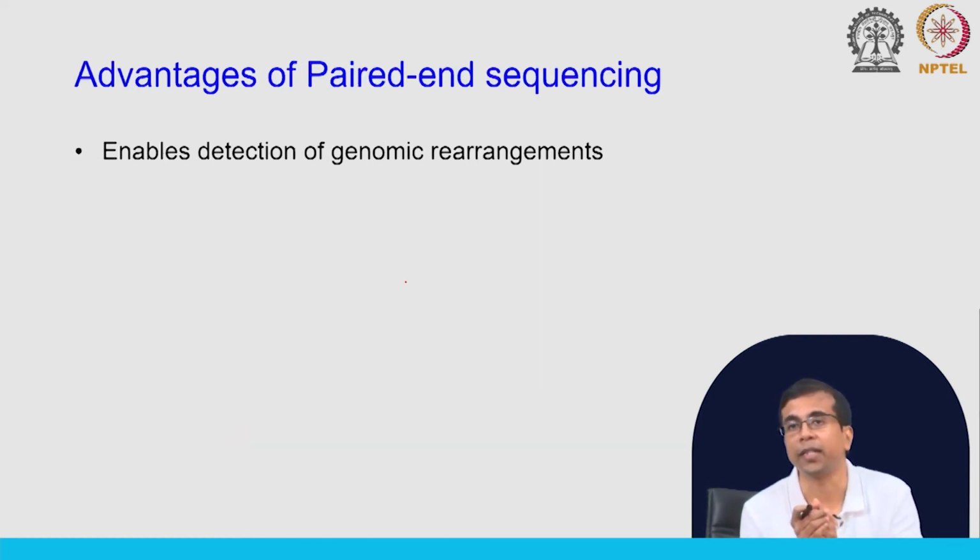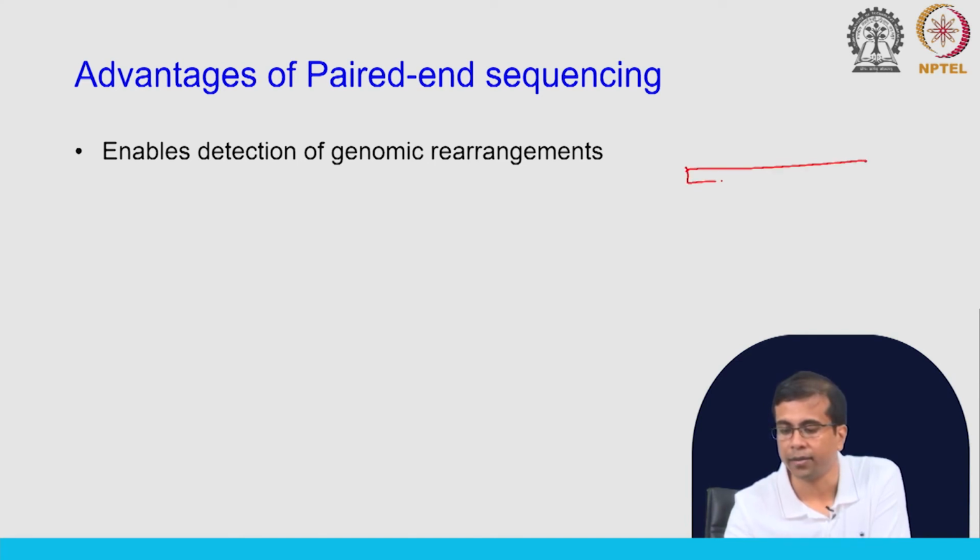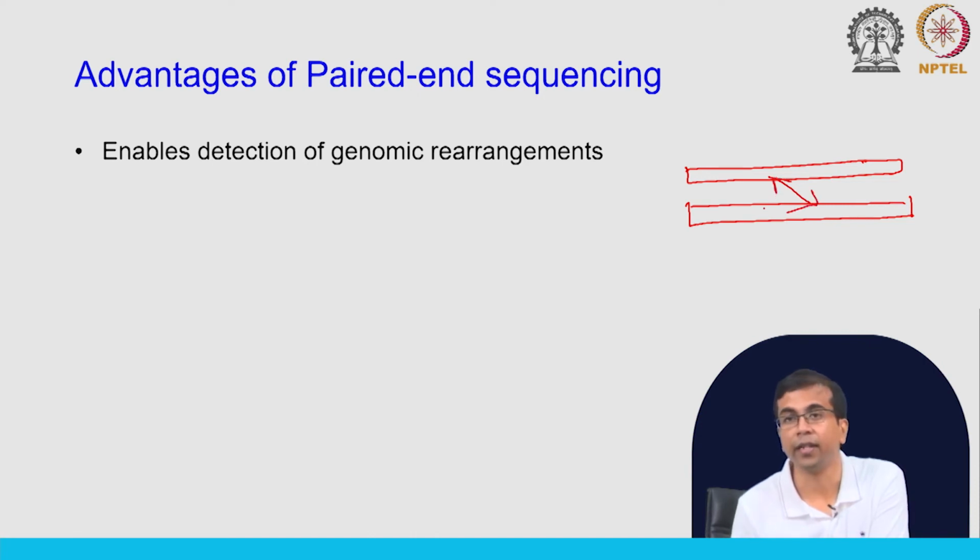One of the first advantages of paired end sequencing is that it allows detection of genomic rearrangements. So, what do we mean by genomic rearrangements? You can have something like this. Let us say you have these two DNA fragments or chromosomes, and maybe there is some sort of exchange between these two chromosomes, and we mark them in different ways. This will give rise to something like this.